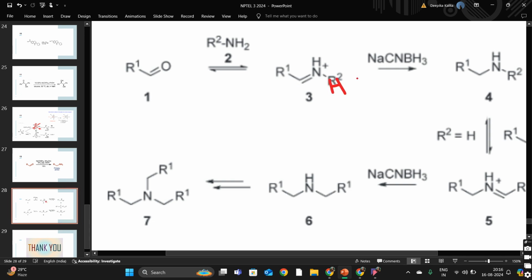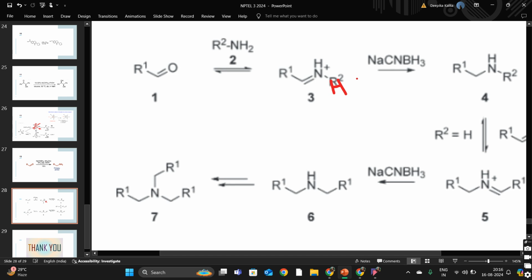Okay, and now this imine will be reduced with sodium cyanoborohydride and you will get an amine as the compound 4, where you will have a hydrogen at this position because your R2 on the amine is H, because you are taking ammonia in your reaction condition. Okay, so this is your product which is amine.